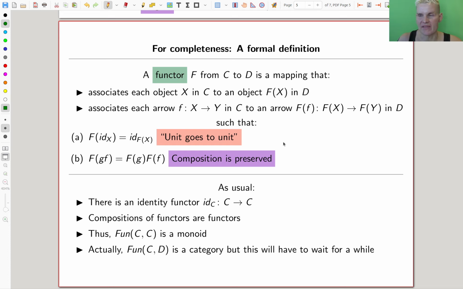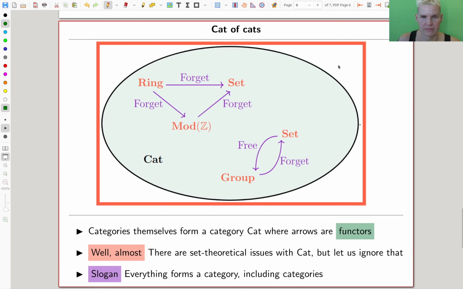Well, category theory takes itself seriously, and we'll see that later on. No, not now. And categories should form a category. Category theory takes itself seriously, so there should be a category of categories with functors between them. There are some set theoretical issues which I really don't care about, but essentially the slogan should be that everything forms a category, including categories. And again, the focus should be on the relation between categories, which in this case are the functors between categories.